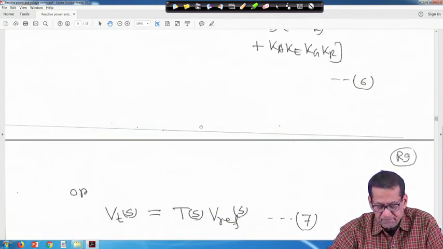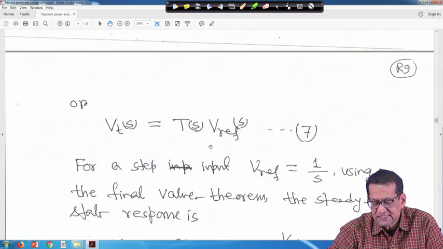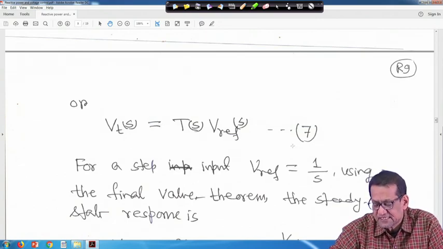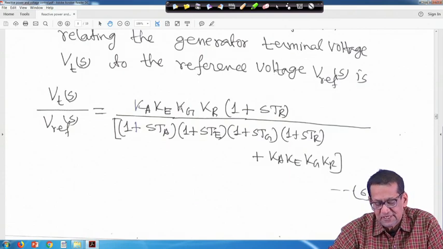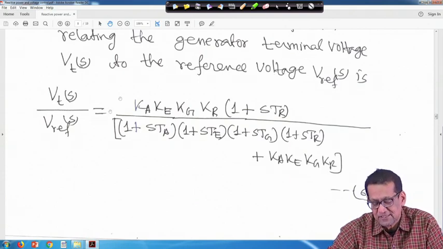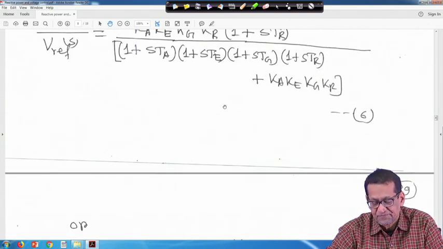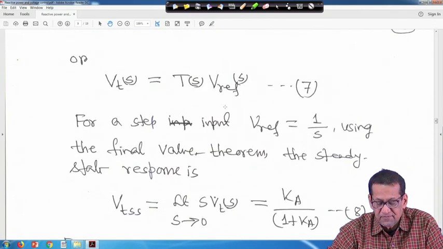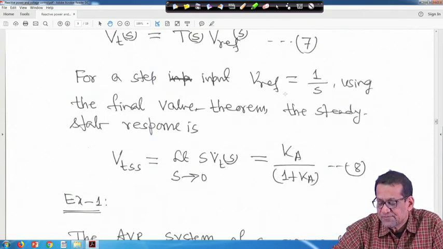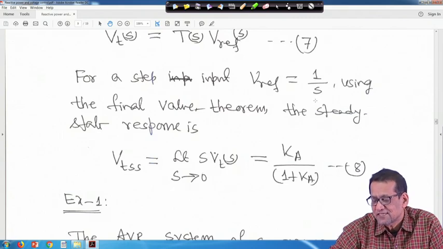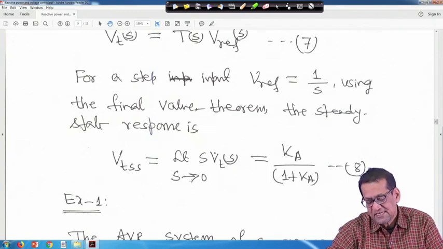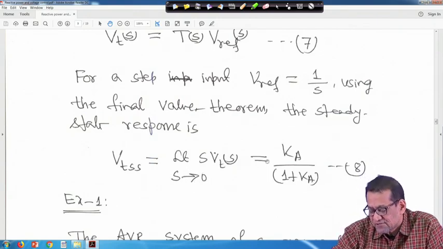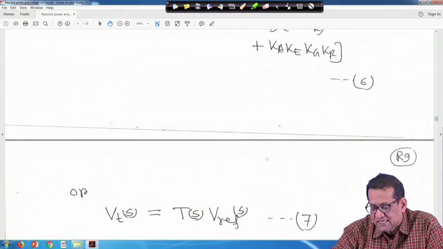Now, we can write VTS is equal to Ts into V reference S, that is 7. So, Ts is equal to this whole transfer function, the whole right hand side. For a step input, V reference could be taken as 1 upon S. Using the final value theorem, the steady state response will be VTSS equals limit S tends to 0 of S VTS, that will become K upon 1 plus Ka.